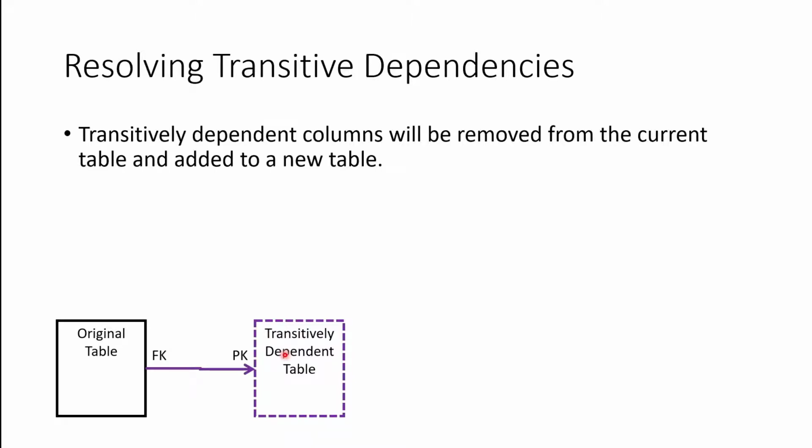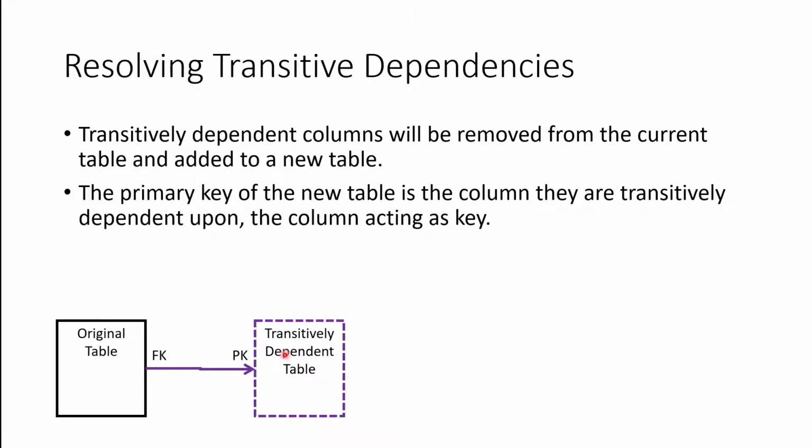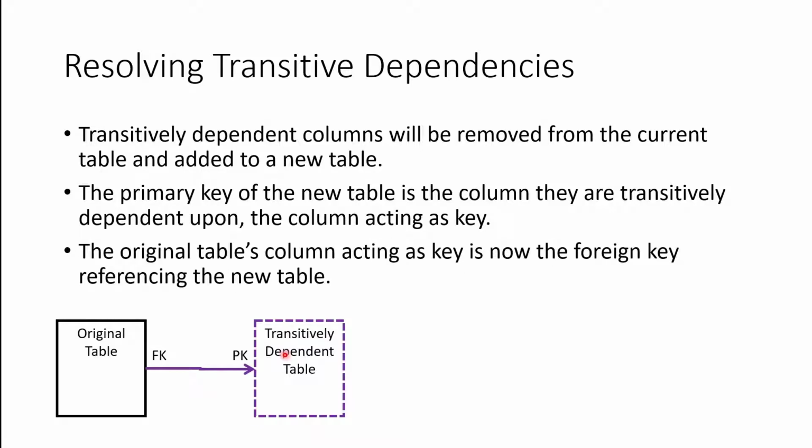Transitively dependent values are removed from the current table, just like they always are. You remove the dependencies from the table, add them to a new table. The primary key of the new table is the column they are transitively dependent upon, acting as the key. And the original table's column is now the foreign key referencing the new table.